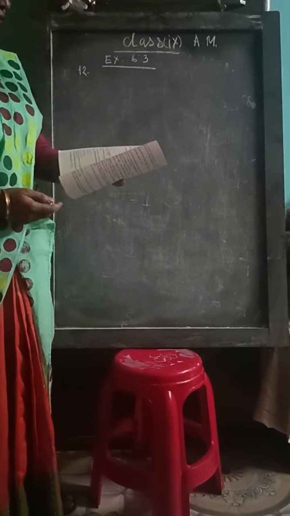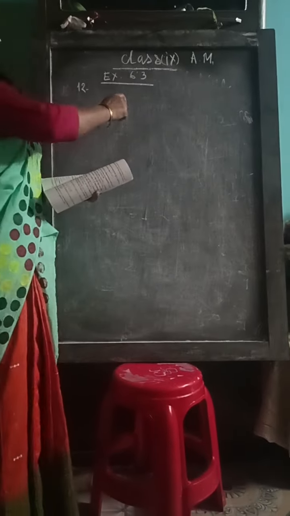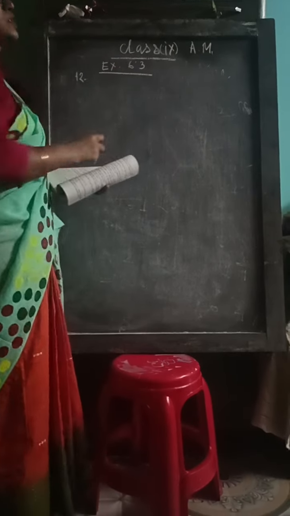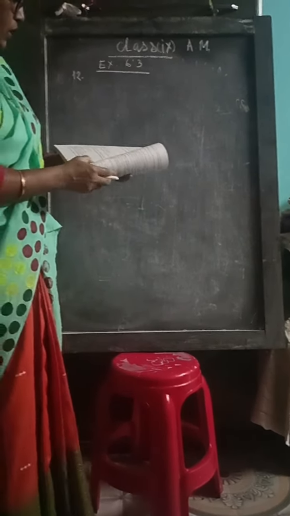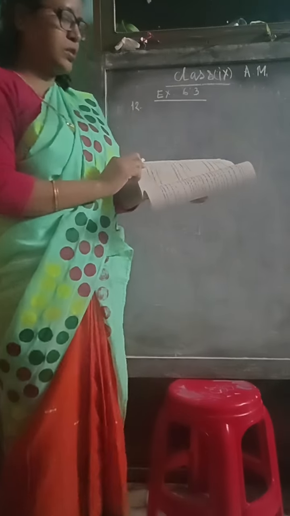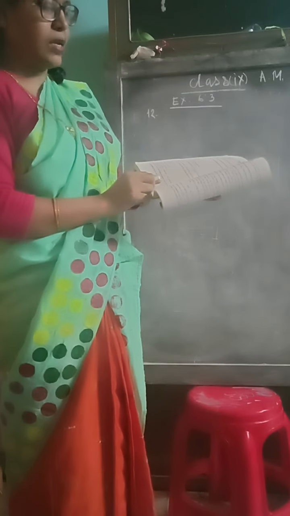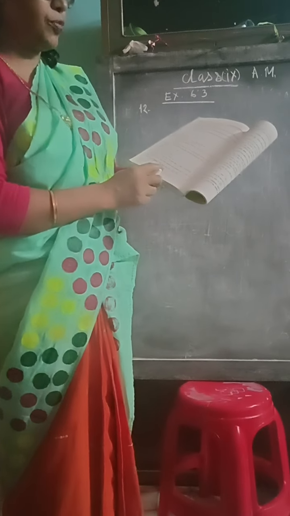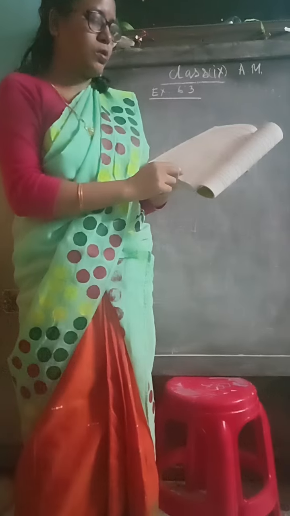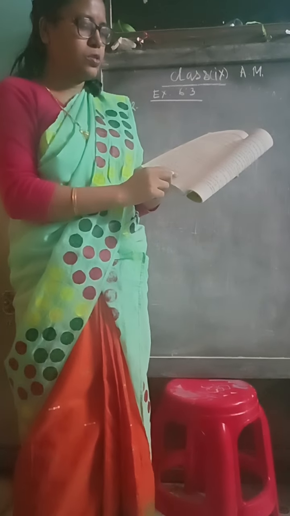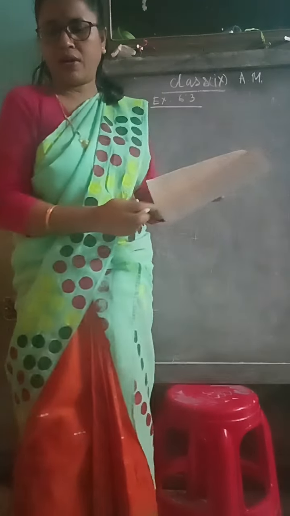Students, how are you? Today your lesson is GM, geometric means, and our question is 12. If G1 and G2 are the two GMs between two numbers and A is the AM of these two numbers, then we have to show that twice A equals G1 square by G2 plus G2 square by G1.